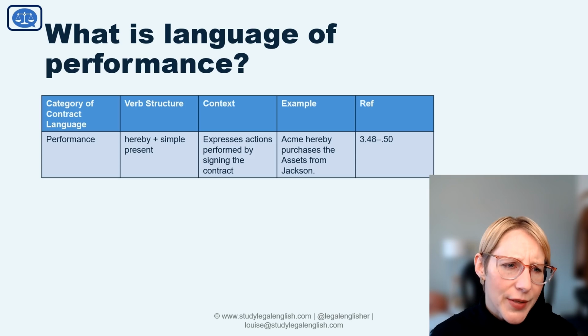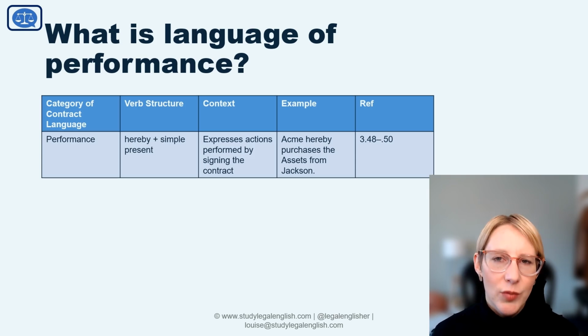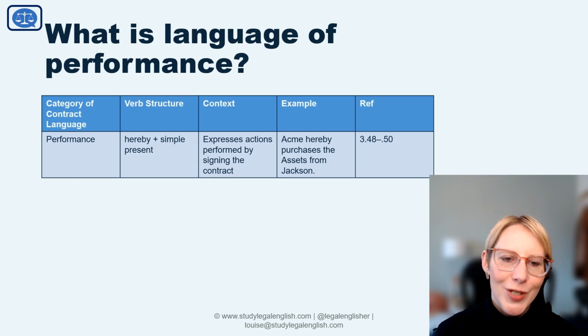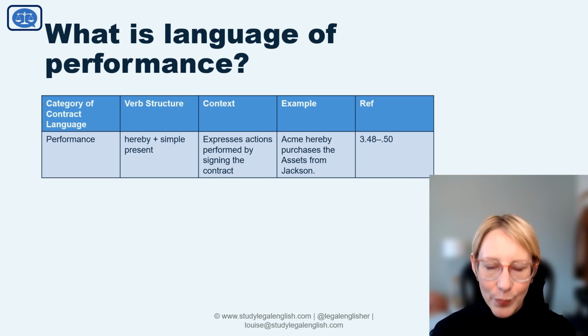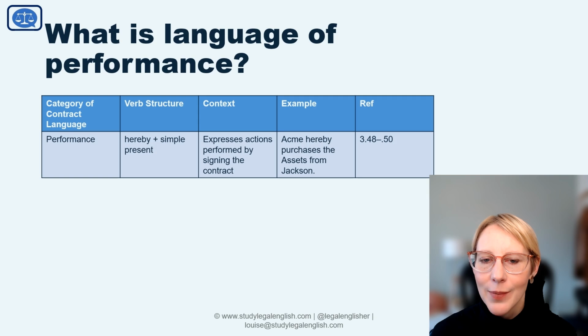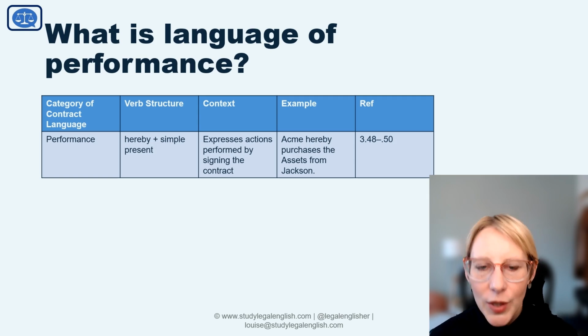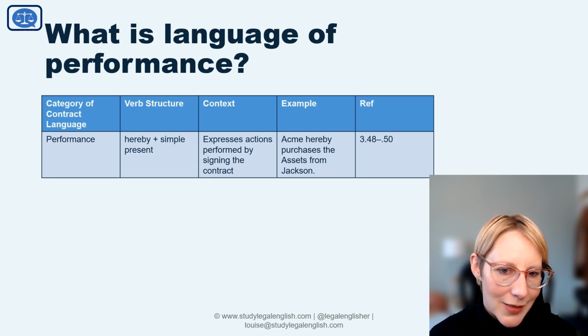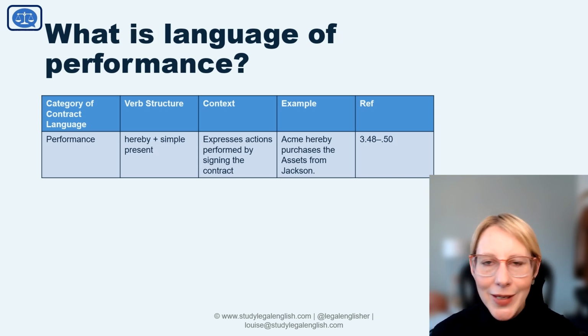Regarding language of performance, he suggests that you should use hereby plus the simple present. The context of language of performance, what is it? It expresses actions performed by signing the contract. For example, Acme hereby purchases the assets from Jackson. Hereby, by signing the contract, the purchase is happening. You can have the lessor hereby grants the lease to lessee. By this agreement, the license or the lease is granted.